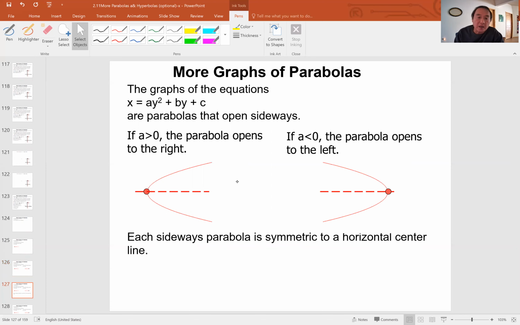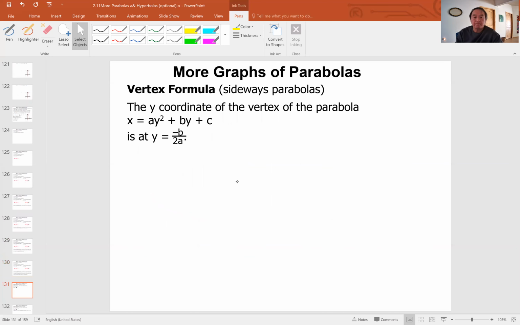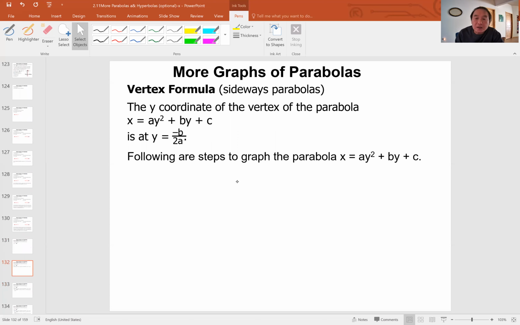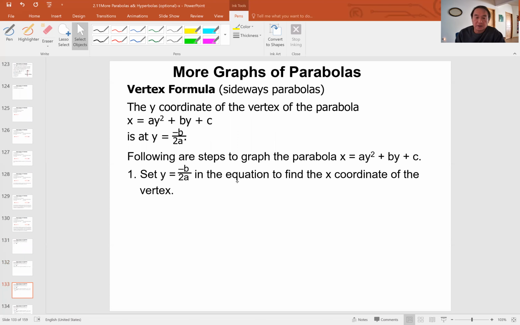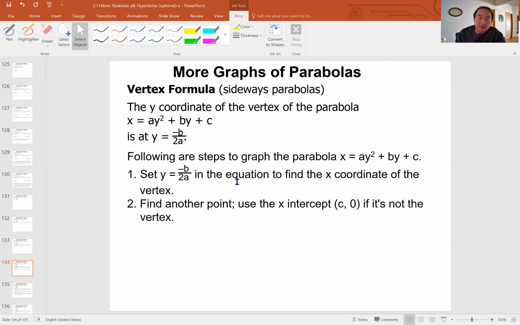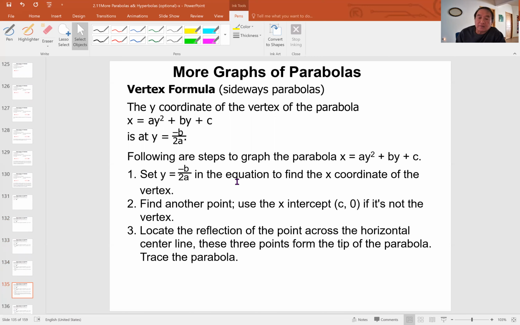And where is the vertex? It happens at the same formula. y is equal to minus b over 2a. Okay. And you put this number in, and you get the x coordinate to get the position of the vertex. After we get that, we find 2 more points that form the triangle of the tips of the parabola to the left or to the right.